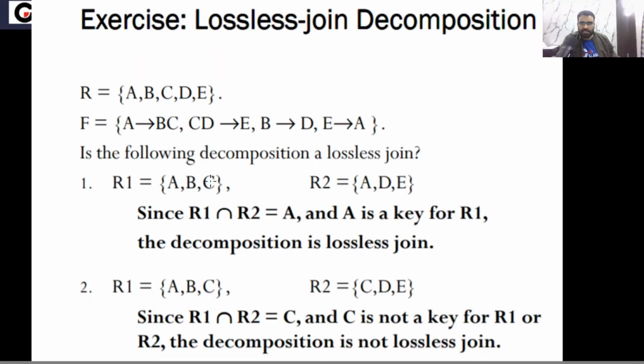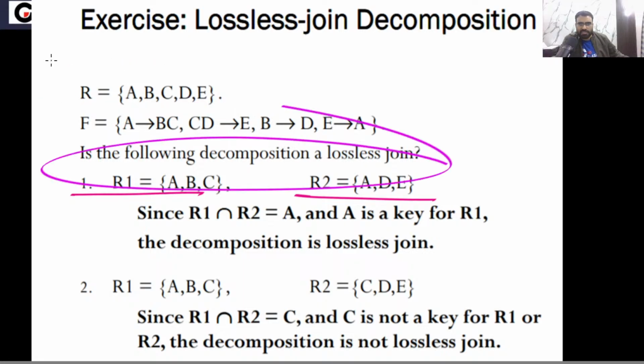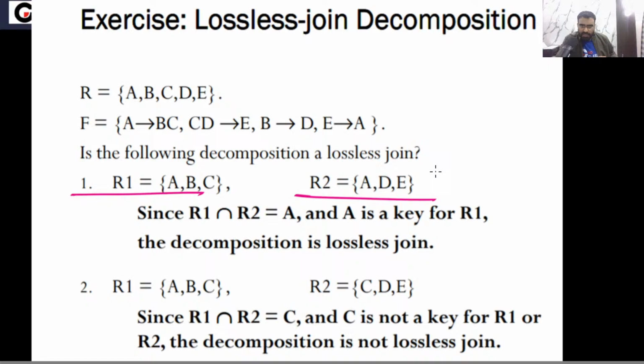Okay, so let's consider this example. The relation R is given to us. There are 5 attributes. This is the schema of the relation R, and these are the functional dependencies. Is the following decomposition lossless? This decomposition is given to us, R1, R2. You can see R1 has 3 attributes ABC, R2 has 3 attributes ADE. So this is a binary decomposition. We are decomposing relation R into two sub-relations R1, R2. Now, how to check if a binary decomposition is lossless or not?